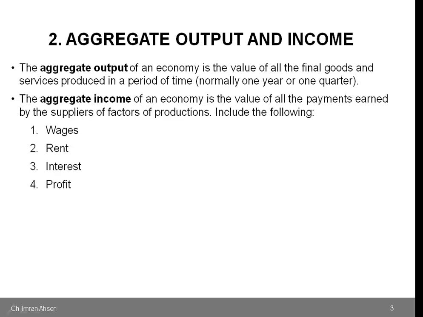Aggregate income is the value of all payments earned by the suppliers of factors of production. We have 4 factors of production, which are labor, capital, land, and organization. So wages are paid to laborers, rent is paid to the owner of land, interest is paid to the owner of capital, and profit is the difference between revenues and all these payments, which goes to the owner or manager of the business.